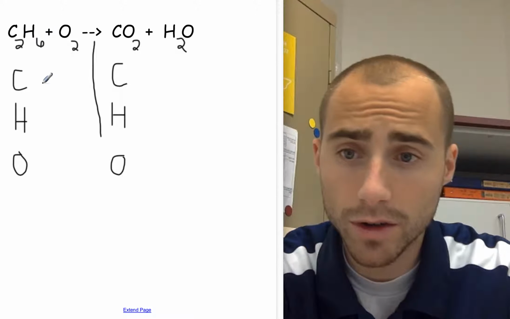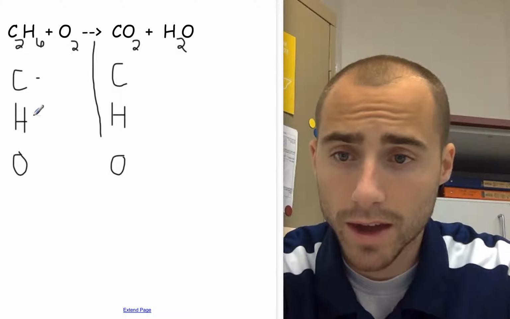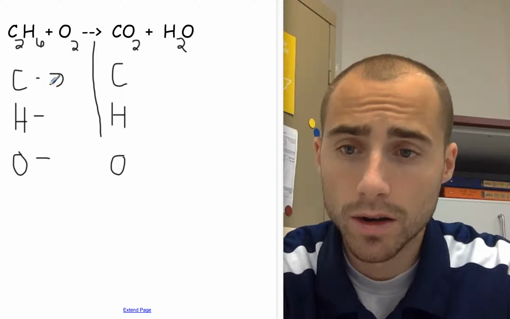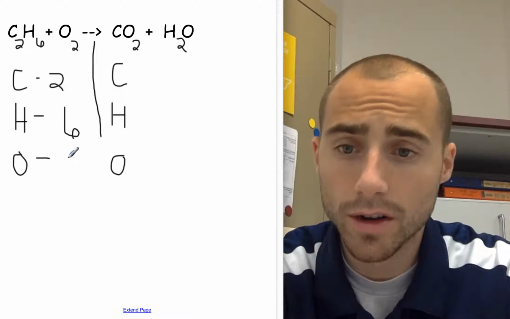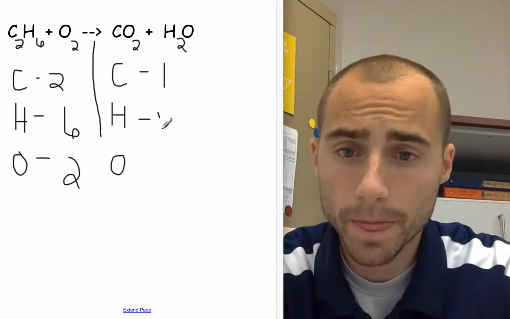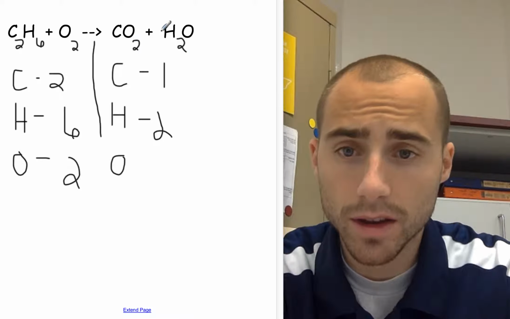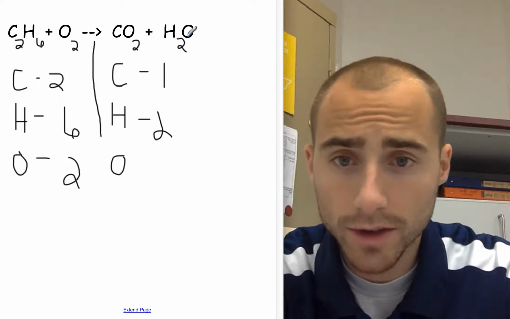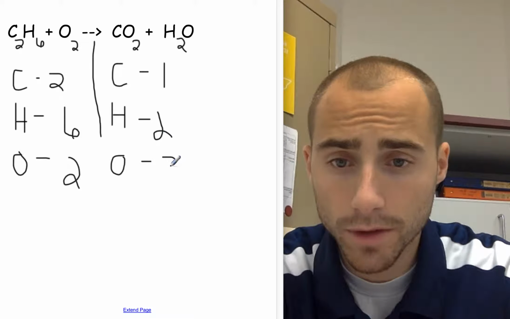So carbon, there are 2 on this side. I'm just going to go through and count them. Carbon, there are 2 right here. Hydrogen, there are 6. Oxygen, there are 2. On this side, carbon, there is 1. Hydrogen, there is 2. And oxygen, you got to count both. So you have 2 oxygens right here and 1 oxygen right here. So there's a total of 3.